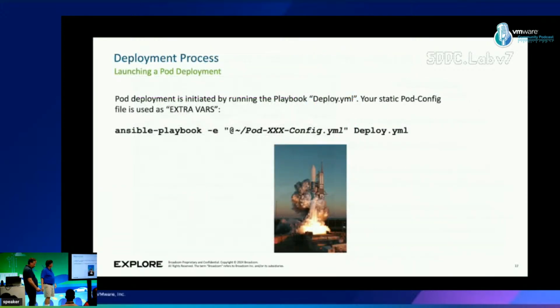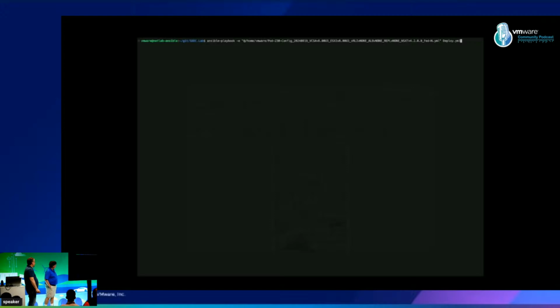Talking about launching the pod deployment, that command is in the output of the pod configuration Ansible playbook. Once you run this command, if you look at it, we use the static config file as the input on the deploy YAML playbook. So it will take all of your parameters and use them to set up the pod the way you have configured your settings. Just a quick screen of what it looks like.